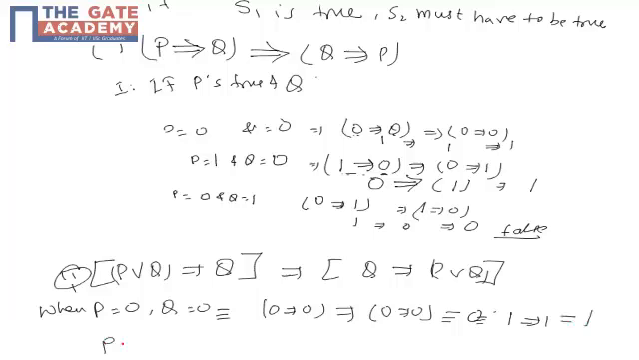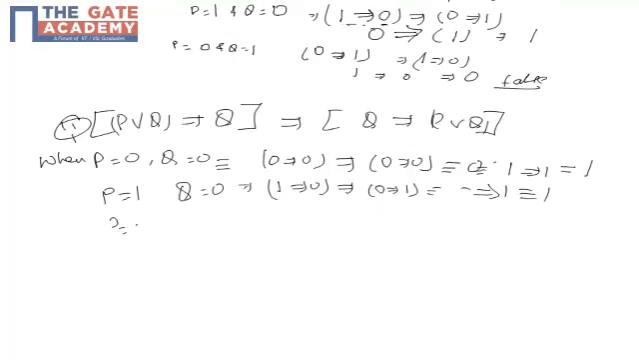Similarly, second condition, P equal to 1, Q equal to 0. Now 1 implies 0 is 0, and 0 implies 1 is 1. Now third condition, P equal to 0, Q equal to 1. It means 1 implies 1, and that will be a true.